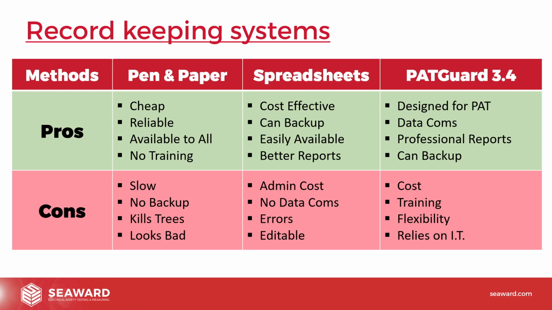No data comms. So what we're saying with the spreadsheet is you're not able to upload or download that data directly off the PAT tester. So there's no actual data communications there. You're just literally typing in the results and the records as you go through. Spreadsheets, obviously there can be errors in there because you are manually inputting the data. So if you've got a long serial number, there is a chance that you might type the numbers in wrong and errors can creep in.